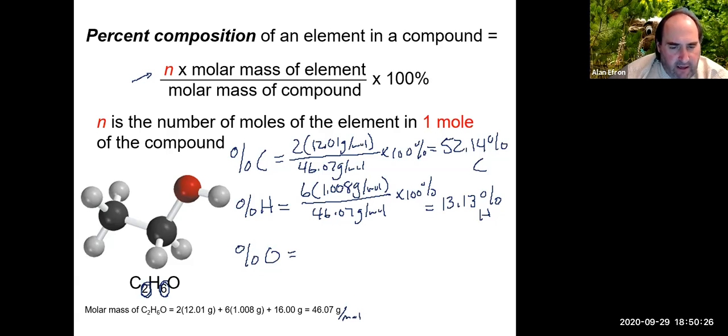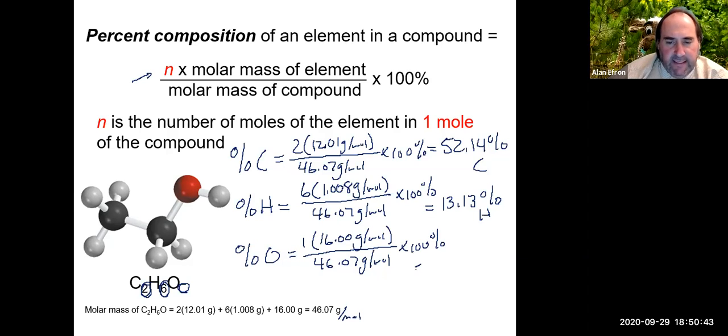And again, in oxygen, there's actually just 1 oxygen present. So basically 1 times 16 grams per mole divided by our 46.07 grams per mole times 100% tells us that it is about 34.73% oxygen in this case.